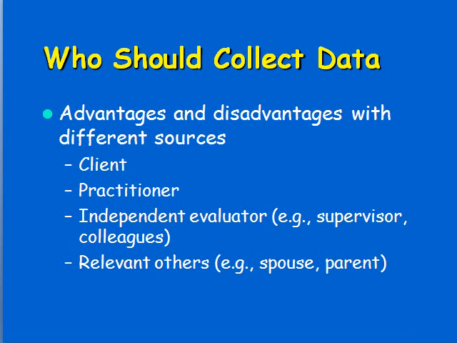Fourth, some relevant others may not know enough about a client's problems. There are some clients, such as alcoholics, that are very good at hiding their behavior or disguising their behavior, hiding their drinking. So if you ask them how much they drink, you're not going to get accurate information.